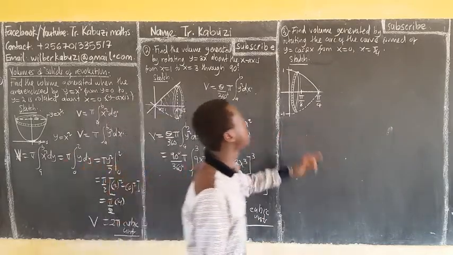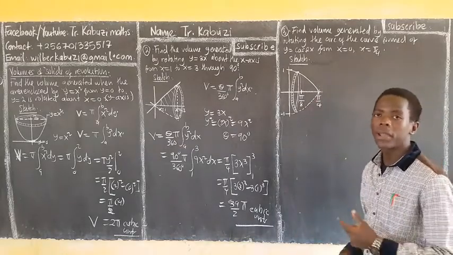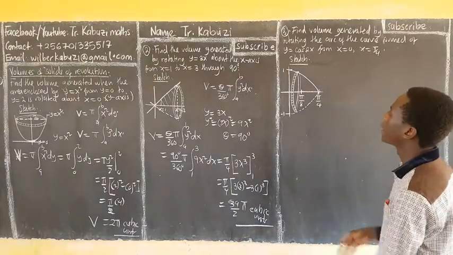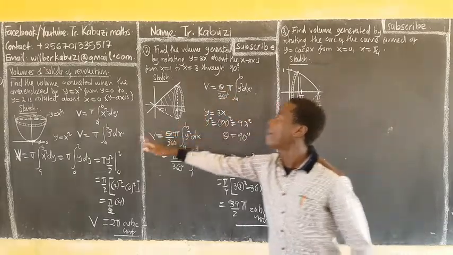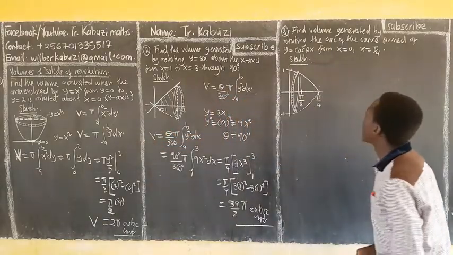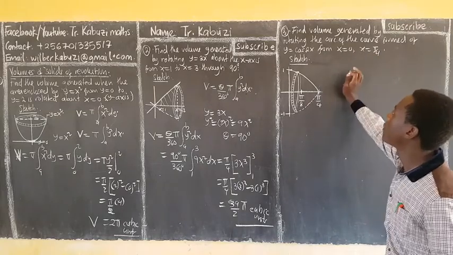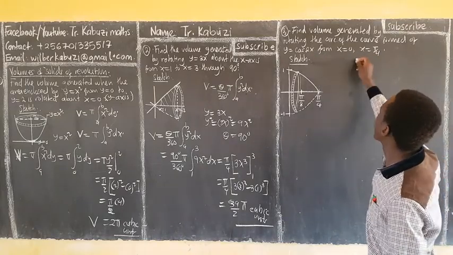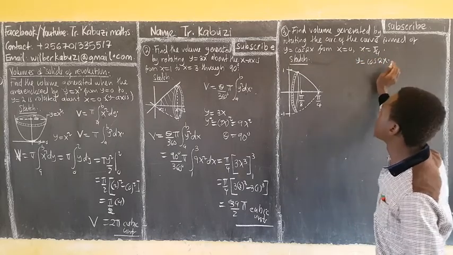When we come to this, now you see, they are not giving the angle of rotation, so we assume that's 360. So if we substitute 360, the order of this will be 1, and we'll come back to this. So now, they are writing this from x equal to 0 to x equal to pi over 4. Now, you look at the curve they are giving us, y equals cos 2x.